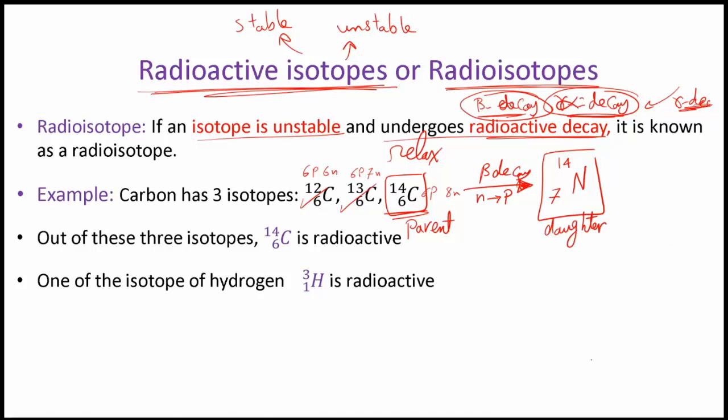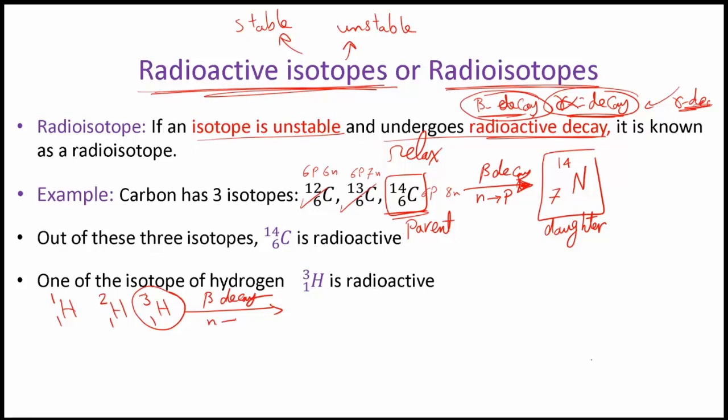Another example is hydrogen. Hydrogen has 3 isotopes. All of them have 1 proton. The first one has no extra neutrons, then 1 neutron, and 2 neutrons. Hydrogen 1, 2, and 3. So if I tell you that one of them is also unstable, which one? The third one. Hydrogen-3, which is tritium, is radioactive. So it decays by beta decay also.